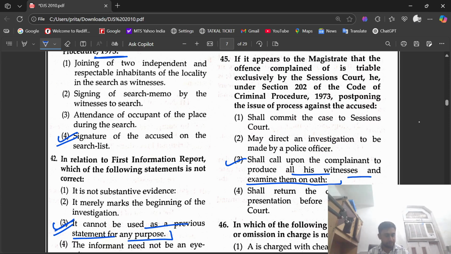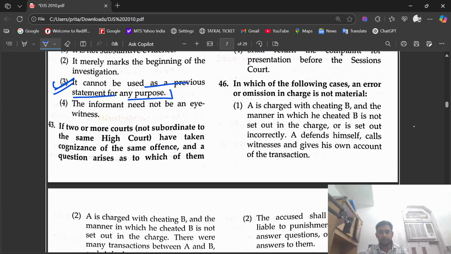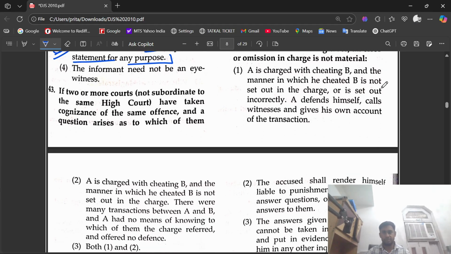See question number 46. In which of the following cases an error or omission in charge is not material? A is charged with cheating B and the manner in which he cheated B is not set out in the charge or is set out incorrectly. A defends himself, calls witnesses and gives his own account of the transaction.